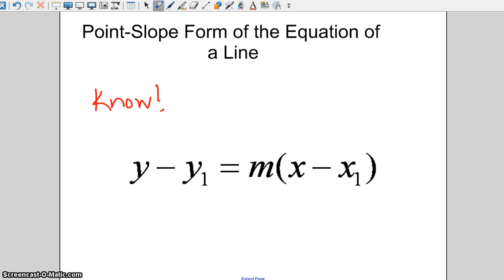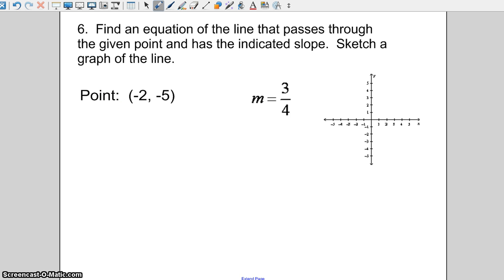This is another one you have to have memorized. Example 6, find an equation of the line that passes through the given point and has the indicated slope. Sketch a graph of the line. So the point that we're given is -2, -5. That will be the x1, y1. The slope is 3/4. The point-slope form is y minus y1 equals m times x minus x1.